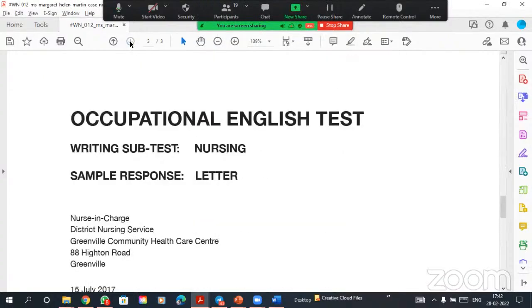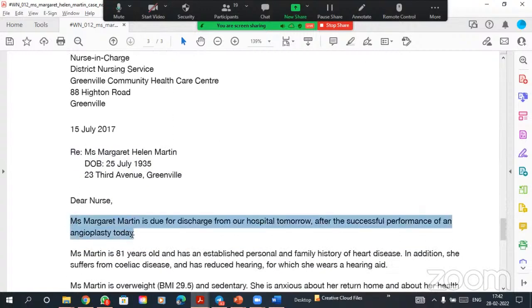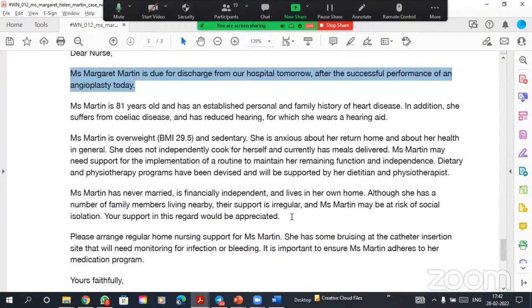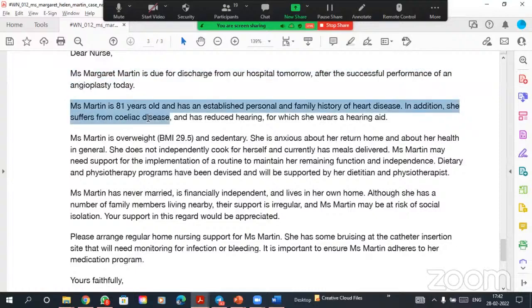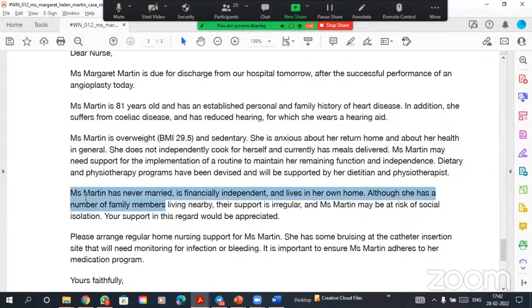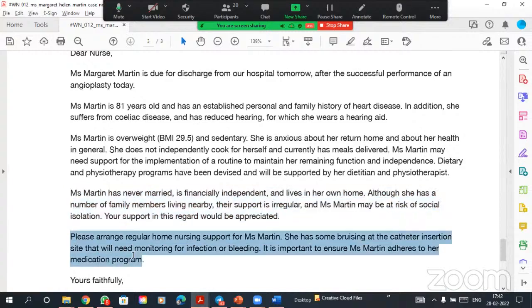See here. Now this is finished. This is the first paragraph, that is the introduction. This is body paragraph 1. Then this is body paragraph 2. And this is body paragraph 3. And this is the conclusion, the last paragraph.